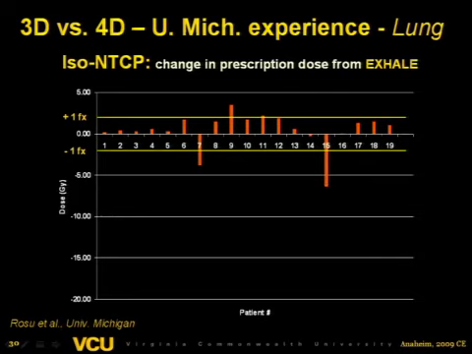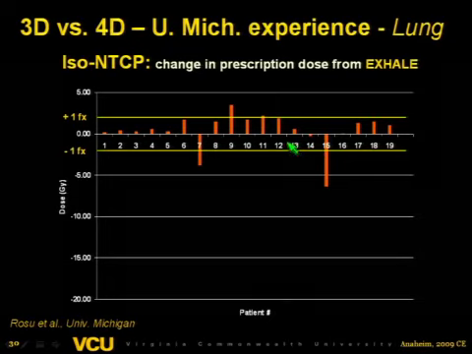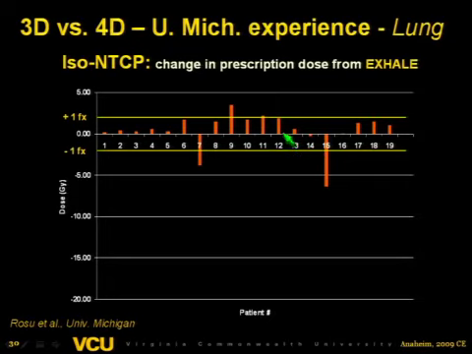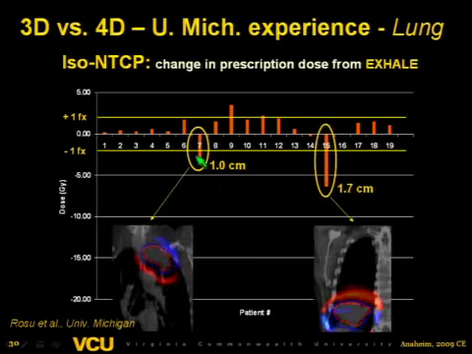And as you can see, over 19 patients that had various motion amplitudes and tumor location, it turns out that only in 3 cases, the change in the prescription dose in such an ISO-NTCP dose escalation protocol would be more than the size of the treatment fraction. And if we take a close look now, in these 2 cases here, the change in the dose would mean a decrease in the prescription dose.